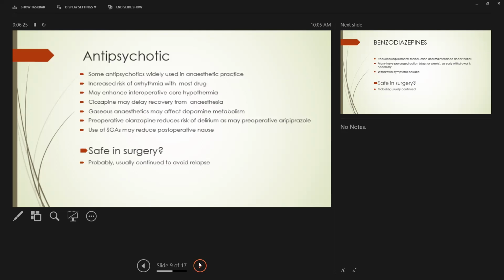Antipsychotics. Some antipsychotics are widely used in anesthetic practice. Increased risk of arrhythmia with most drugs. Many enhance intraoperative core hypothermia. Clozapine may delay recovery from anesthesia. Gas anesthetics may affect dopamine metabolism. Preoperatively, olanzapine may reduce the risk of delirium, and perhaps also aripiprazole. Use of SGAs may reduce postoperative nausea. Probably usually continue to avoid relapse.